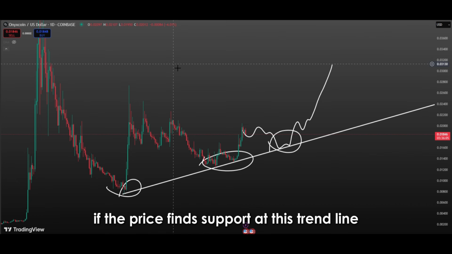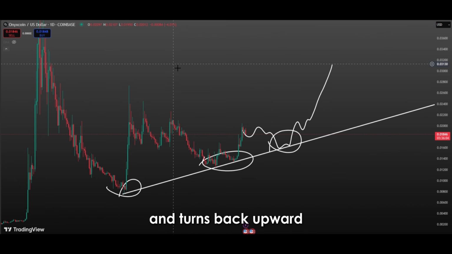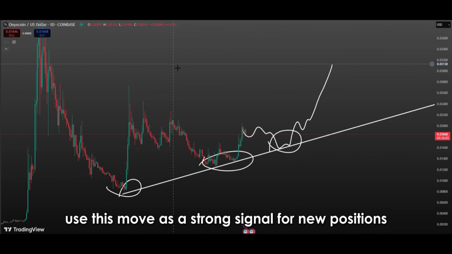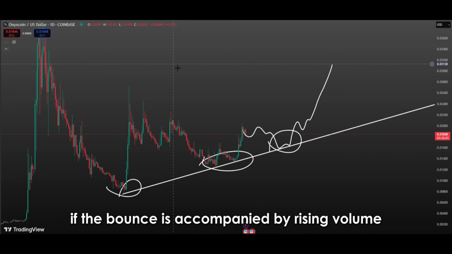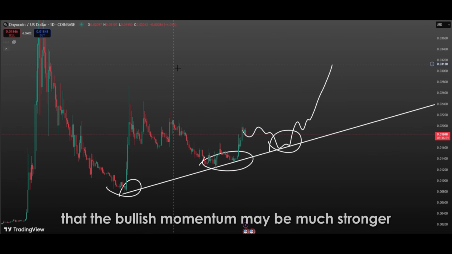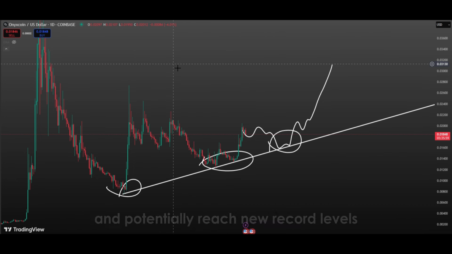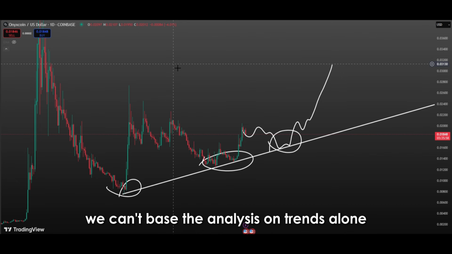If the price finds support at this trendline and turns back upward, this can be interpreted as a trend continuation formation, and investors may view this move as a strong signal for new positions. If the bounce is accompanied by rising volume, it indicates that the bullish momentum may be much stronger, and the price could rally again, surpass previous highs, and potentially reach new record levels. But of course, we can't base the analysis on trends alone.